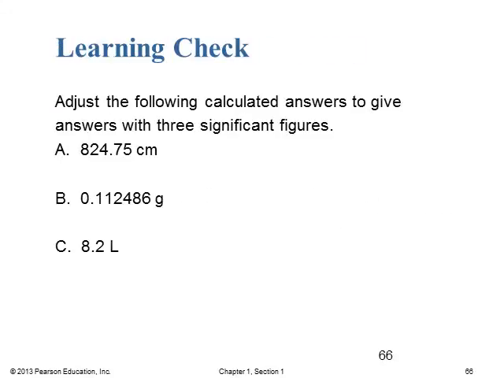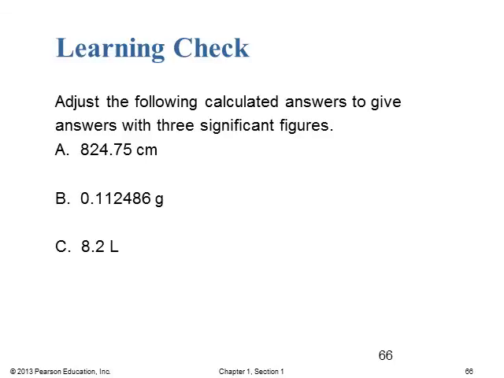All right, and so here as a learning check, adjust the following calculated answers to give the answers within 3 significant figures. So here we have 824.75. So we're going to chop it off right at that decimal point. All right, and we're going to chop off that 7.5. And because that first digit we're chopping off is a 7, it's greater than a 5. And so then we need to round up the last remaining digit. So the 824 has to be rounded up by 1. So it's 825. So it would be 825 centimeters.